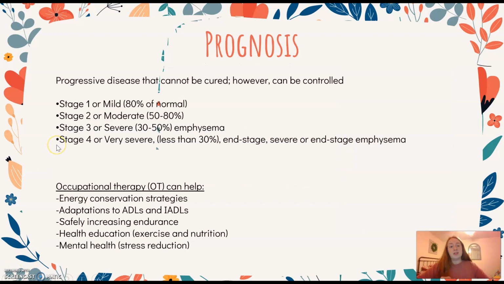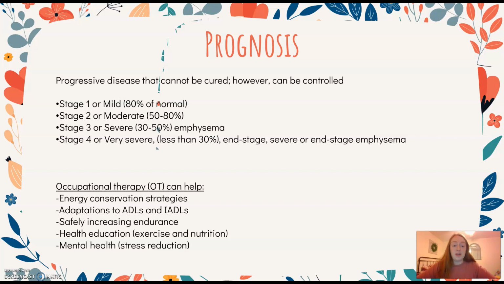Okay, prognosis. So ending up here, we're going to realize, yes, this is a chronic disease, and yes, it can't be cured. However, it can be controlled. So the 4 stages here, like most chronic diseases, we have 4 total. So stage 1 is mild. We have 80% of normal lung tissue or function here.